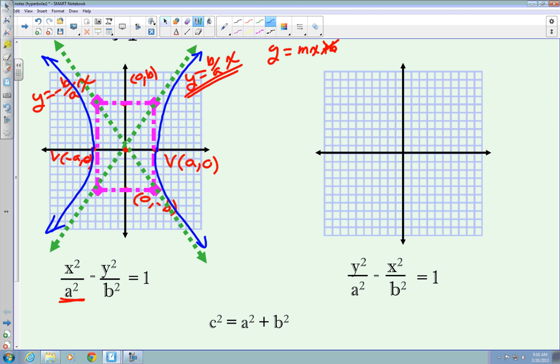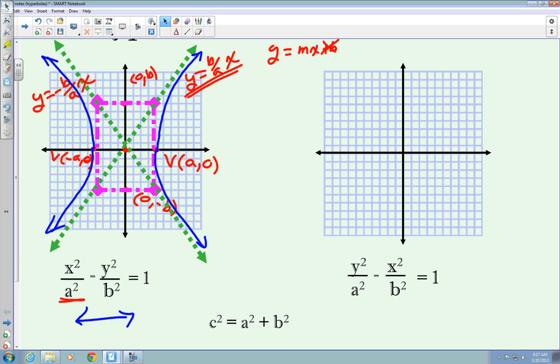There is your hyperbola. If the x squared is first, if the x squared is the positive one, they're going to open left and right because the vertices are on the x-axis. Okay? So this always opens horizontally. The other one, I'm going to come back to the foci in just a minute.